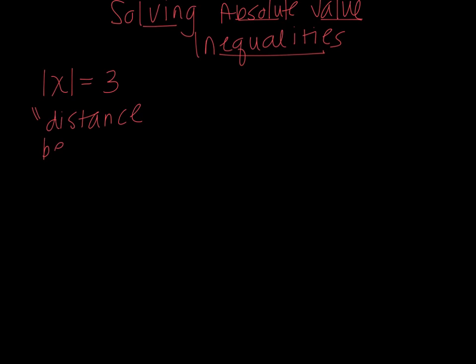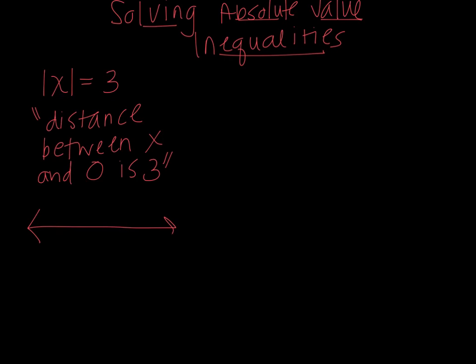between x and 0 is 3. And if we look at that on a number line, we know that x must equal 3 and negative 3 because those are the two numbers that are 3 units away from 0, negative 3 and positive 3.